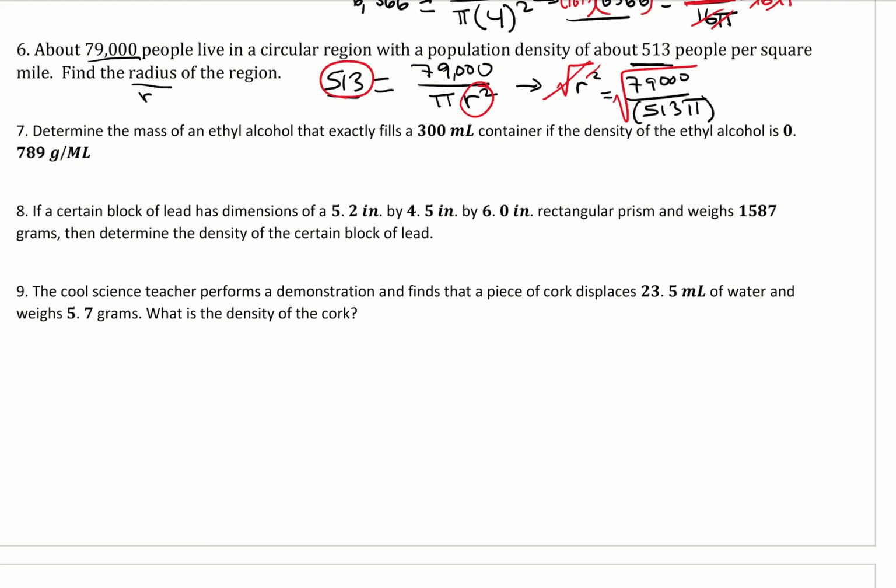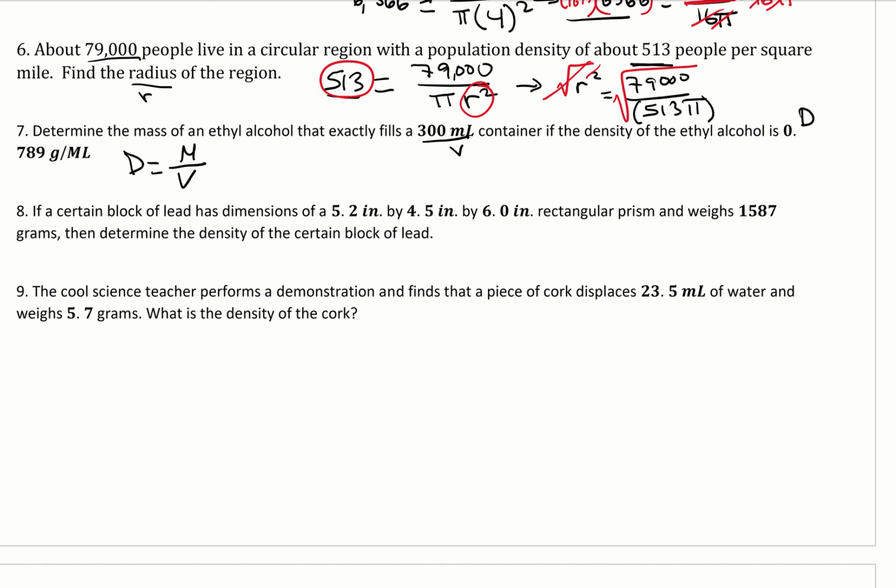All right, determine the mass of ethyl alcohol that exactly fills a 300 milliliter container. So that's our volume right here. The density of the ethyl alcohol is 0.789. So they give us a density D. Now this is a different type of density. This is not a population density anymore. This is a mass volume density. The formula for that is mass over volume.